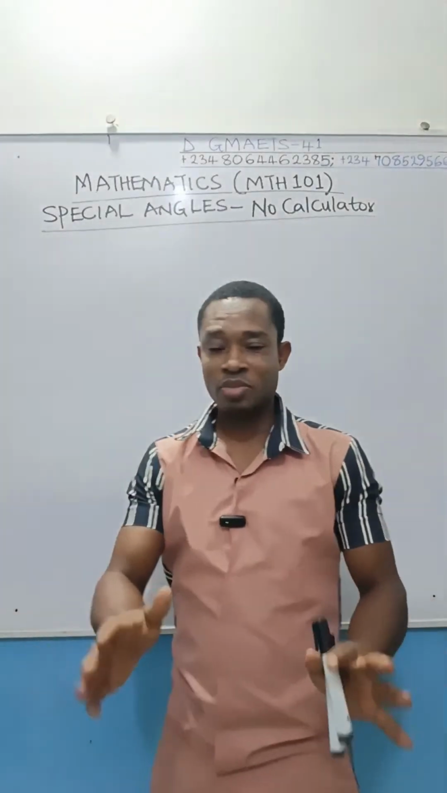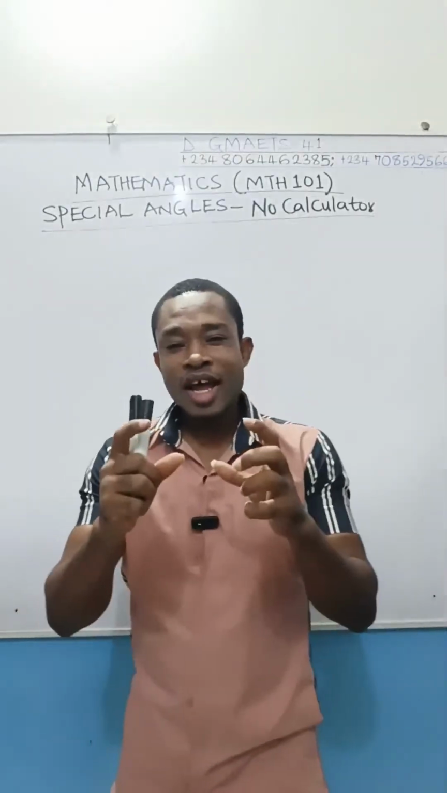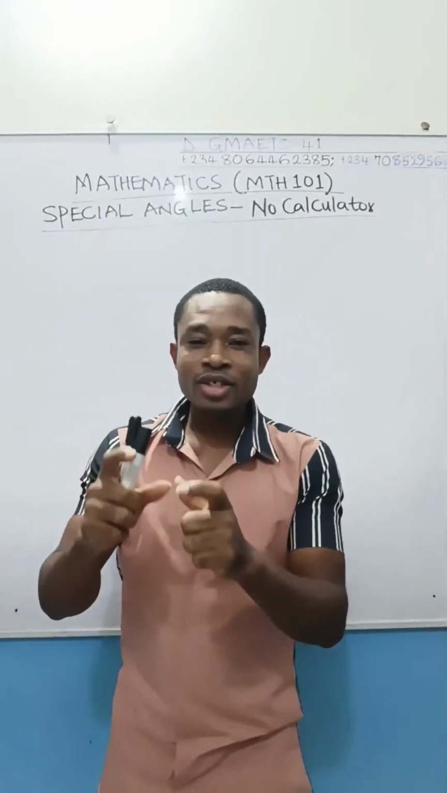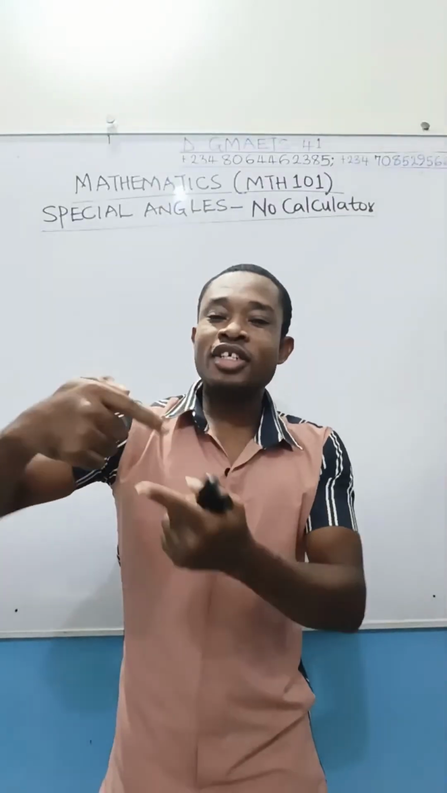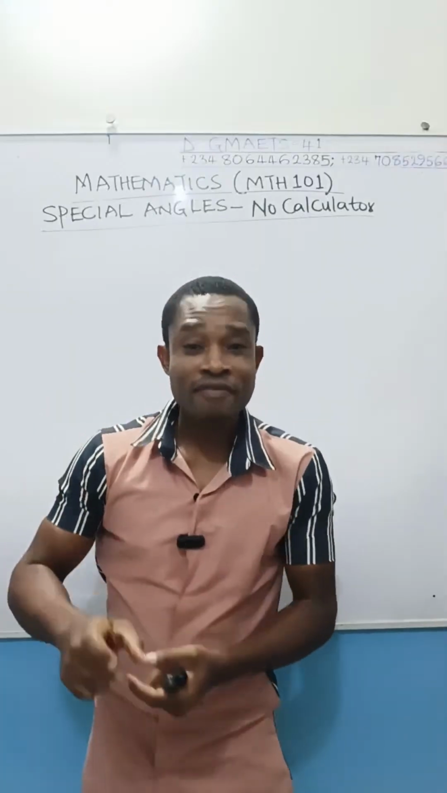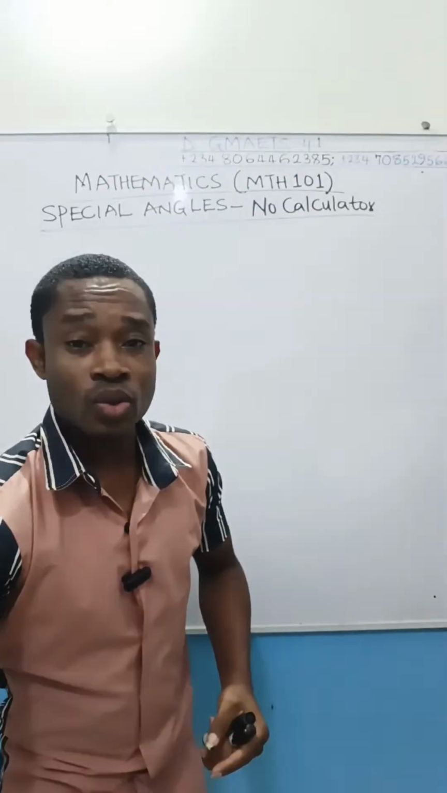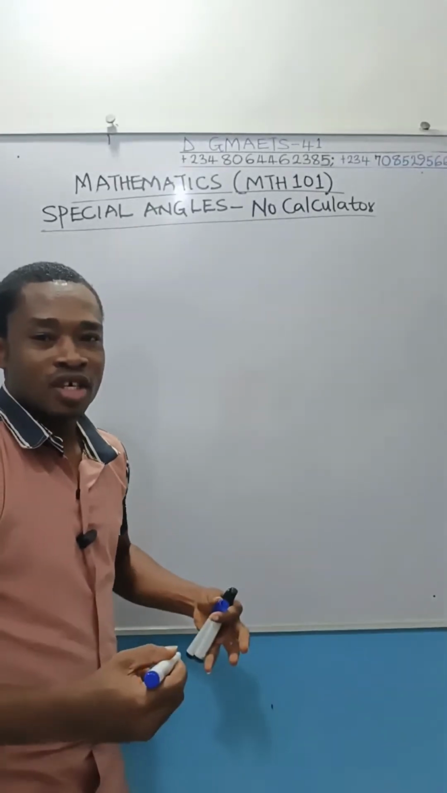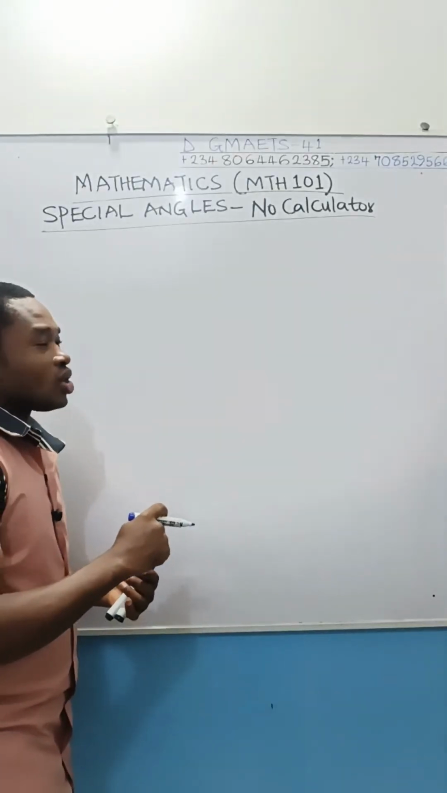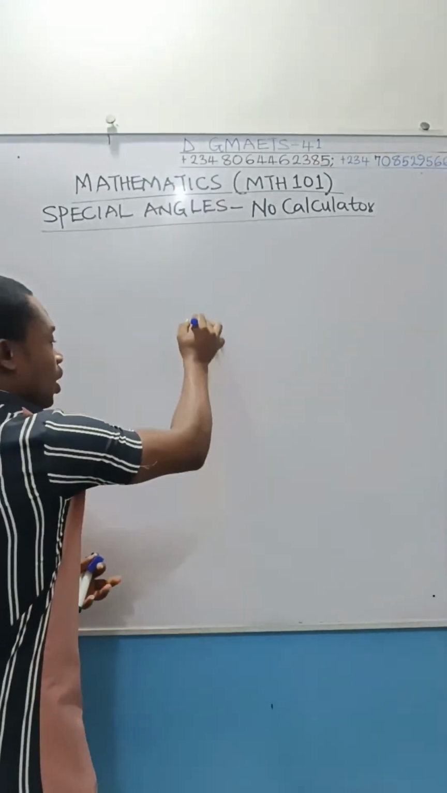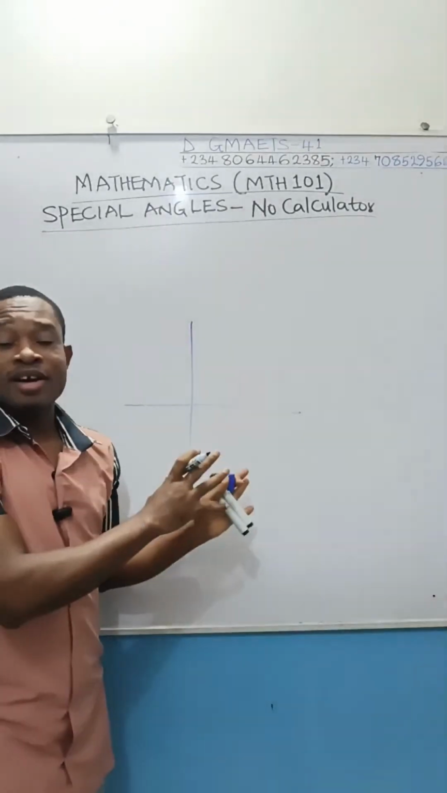No time, let's move. What are special angles? Special angles are these angles that are specially generated by adding up certain angular values when you are dealing with your cardinal points, your Cartesian plane. Quickly, I'd like to show you this. Most of you have seen a diagram that looks like this.